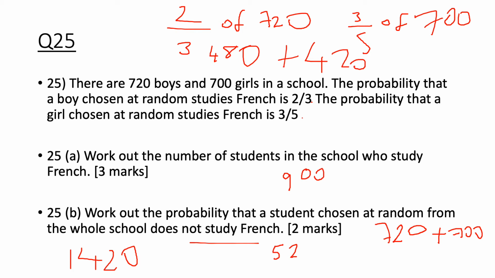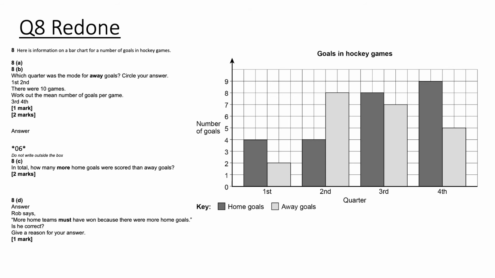So 520 over 1,420 because it's saying out of the whole school. So that is my answer for that. Okay, and that can be simplified, but I'll leave my answer as it is. But that is my answer for part B. 520 over 1,420, guys.